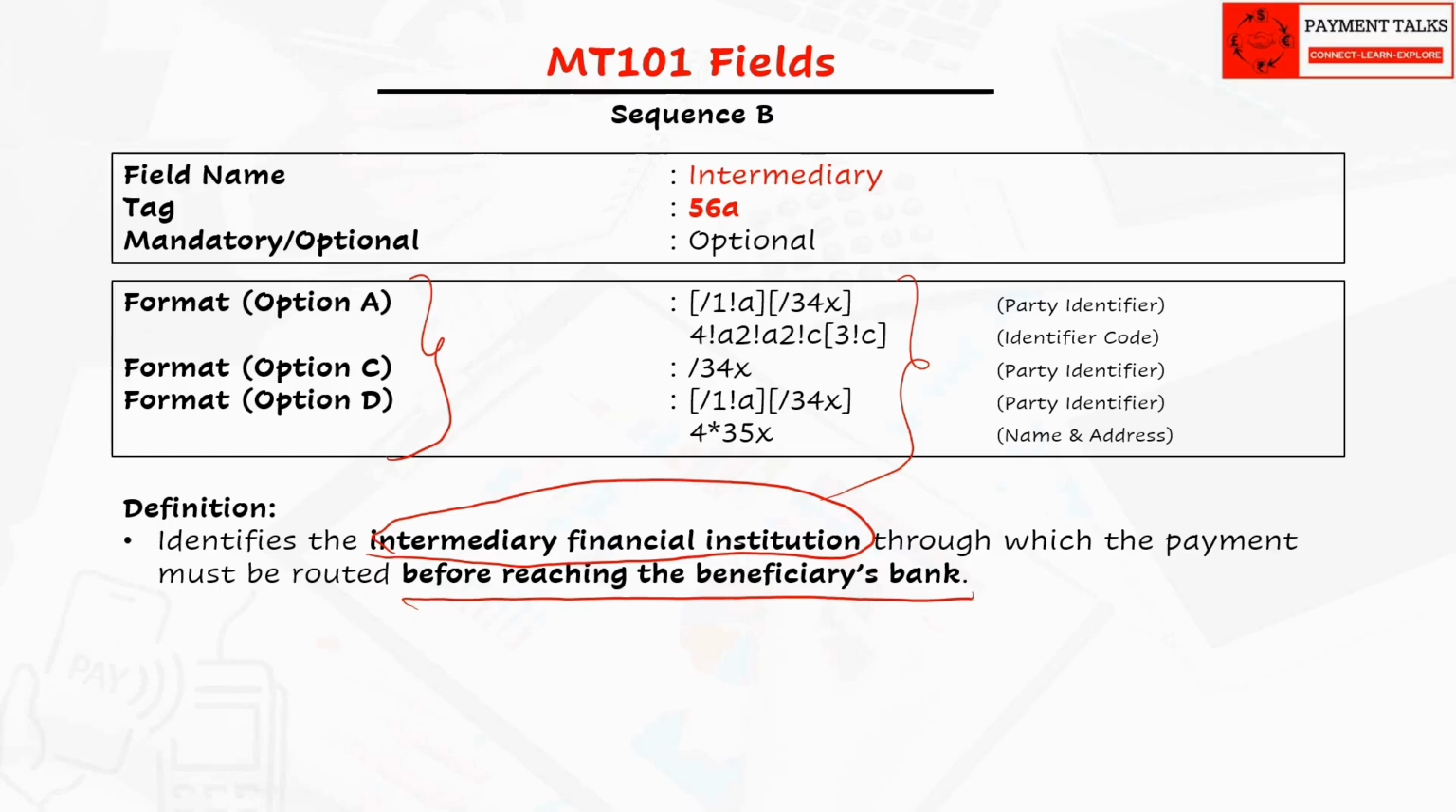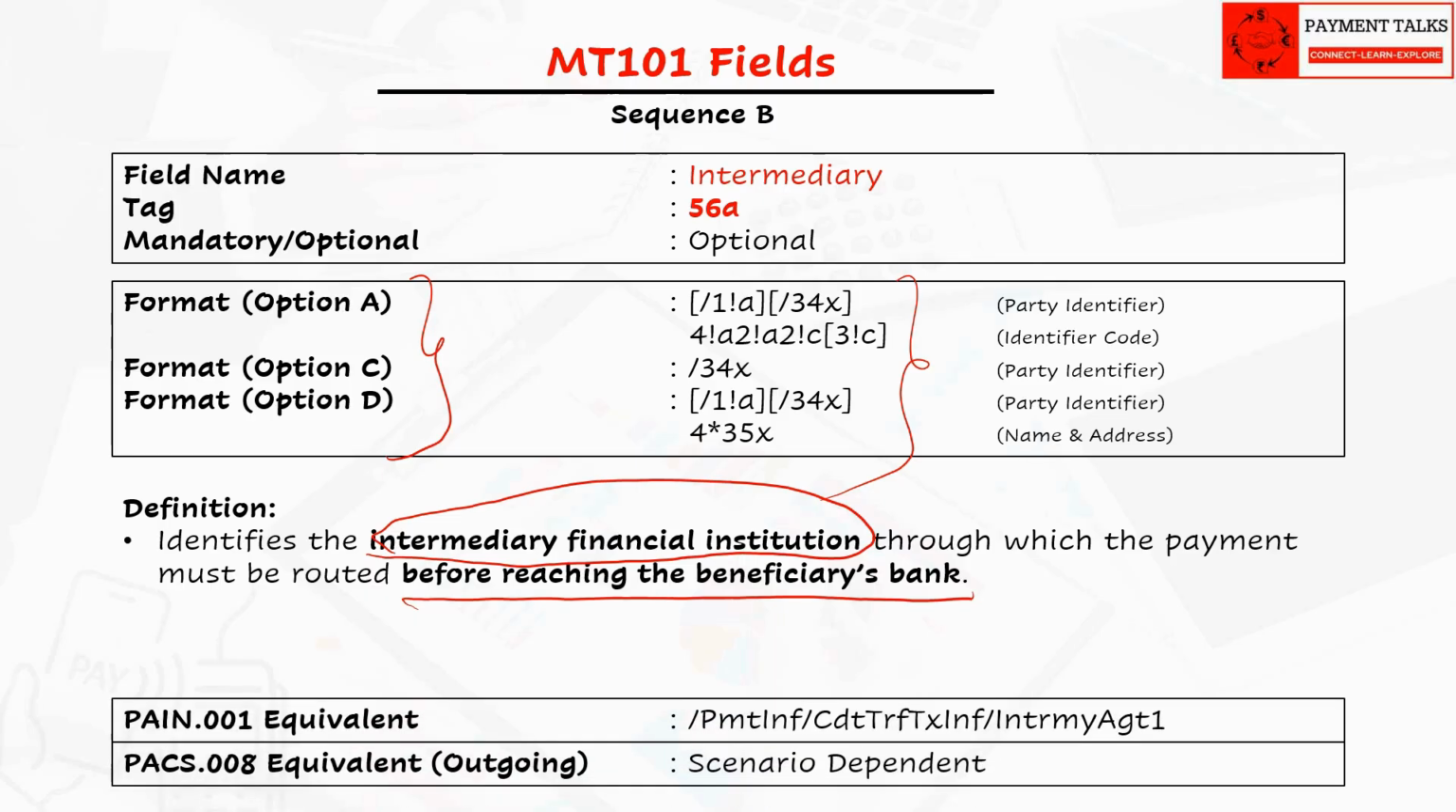As you might have noticed, this intermediary is an agent, a financial institution. The PAIN.001 equivalent is intermediary agent 1. Now, the outgoing PACS.008 does not directly map to the intermediary agent 1. Based on the scenario and the number of agents, it can be mapped to different agent sections. We shall discuss this when discussing the PACS.008 processing.